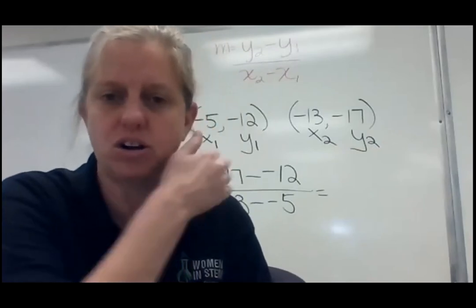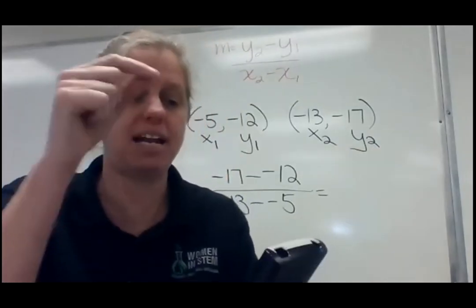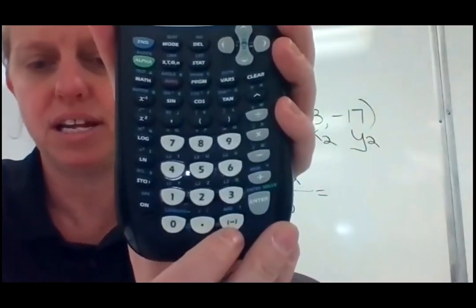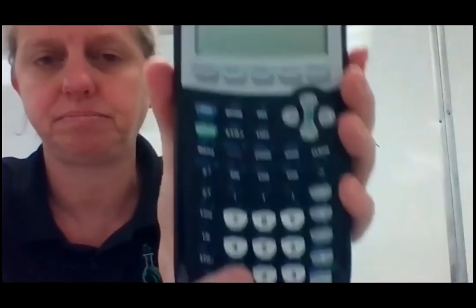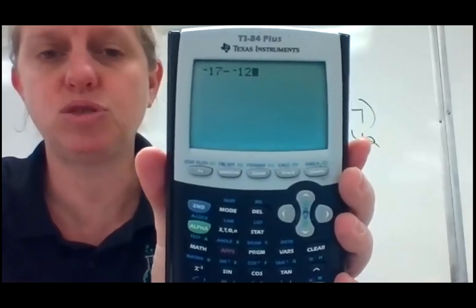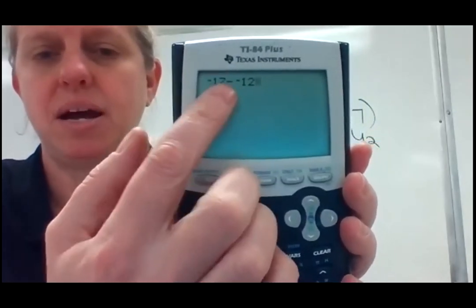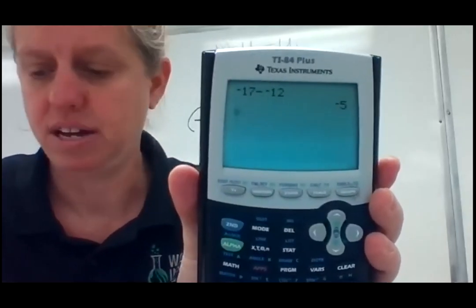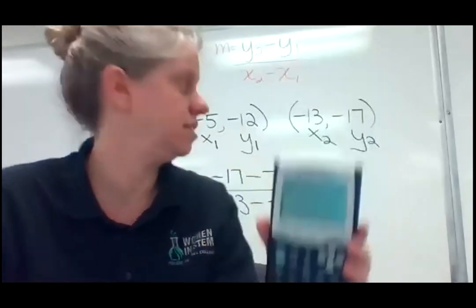So don't put minus, minus. That's going to give you an error. You're not minusing a minus. You're minusing a negative 12. So you've got the minus, now the negative button again for negative 12. So negative 17 minus negative 12. Hit enter. So there's what the top is.